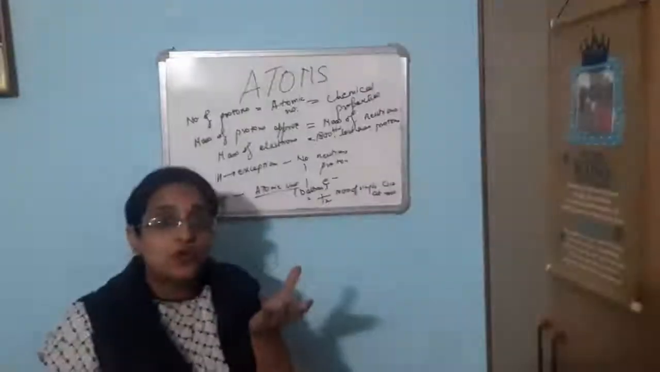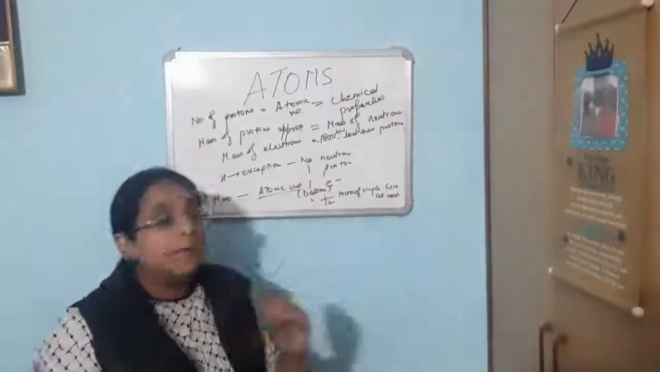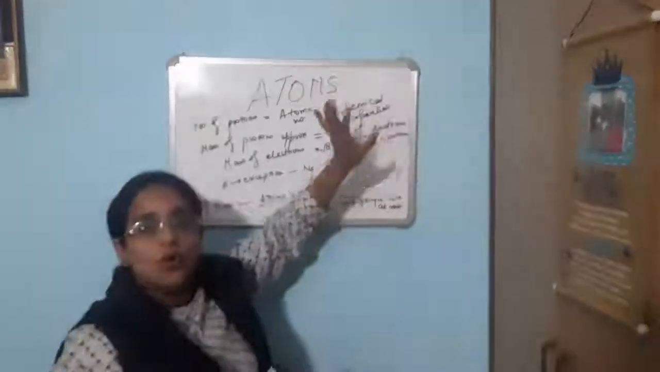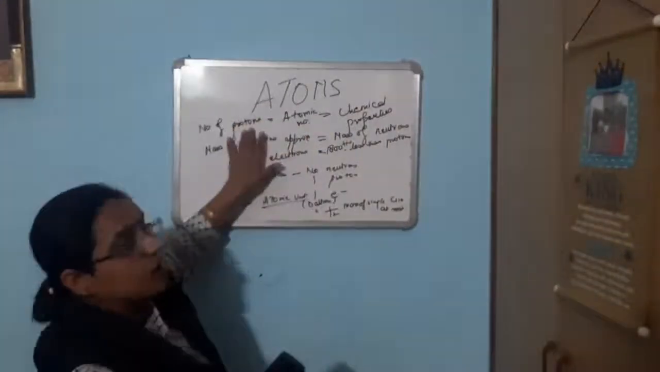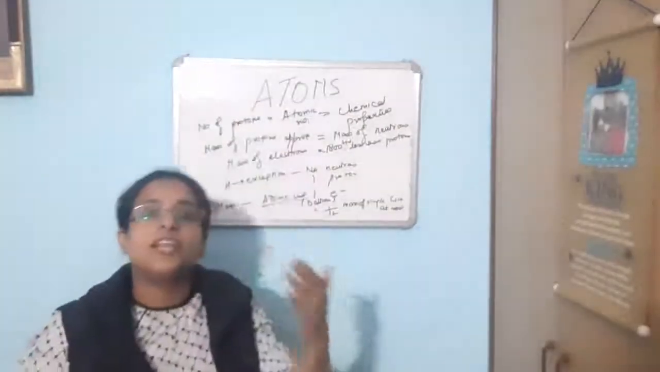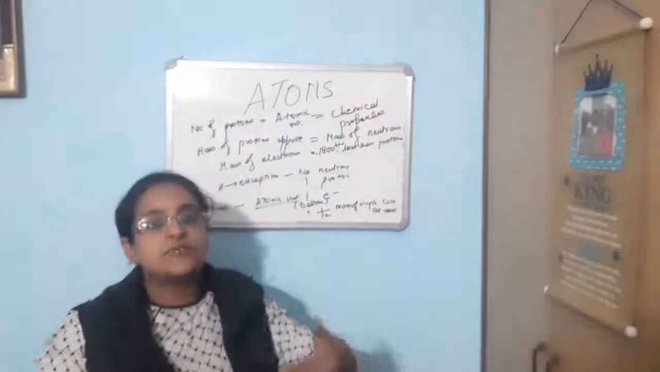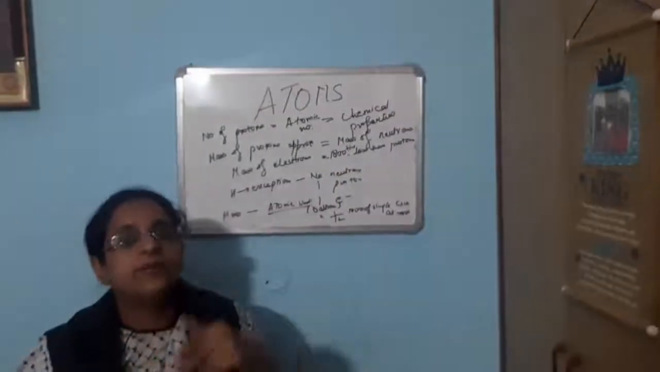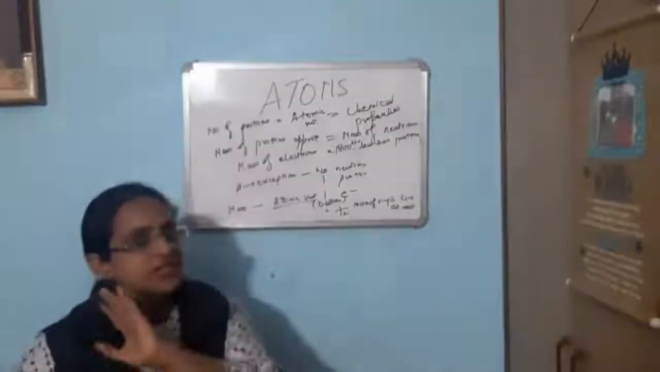The number of protons determines the atomic number of the element, which represents the chemical properties. All the chemical properties depend on the number of protons. The number of electrons can vary as the atoms can lose or gain an electron and form an ion, be it positively charged or negatively charged.